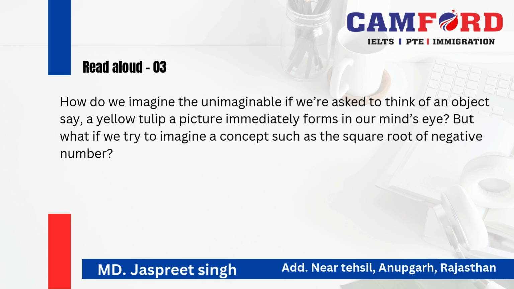How do we imagine the unimaginable? If we're asked to think of an object, say, a yellow tulip, a picture immediately forms in our mind's eye. But what if we try to imagine a concept such as the square root of a negative number?